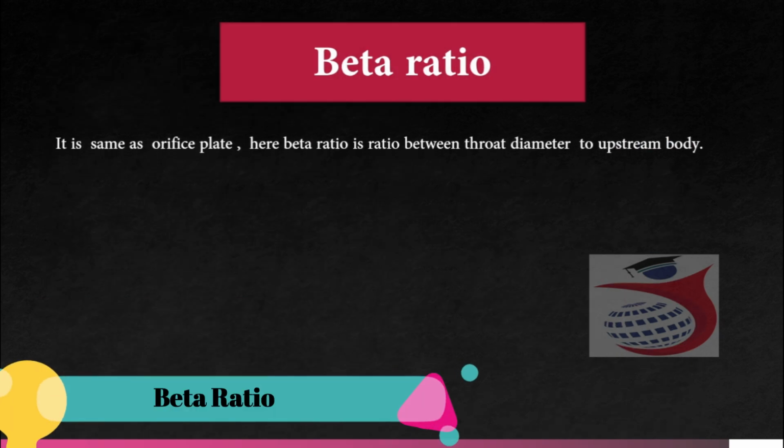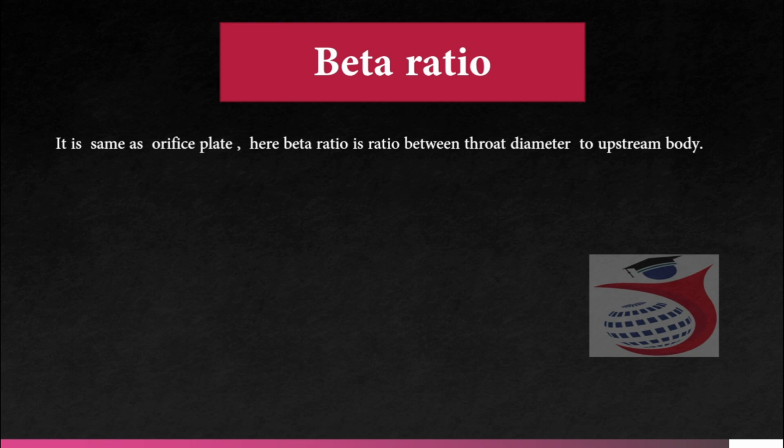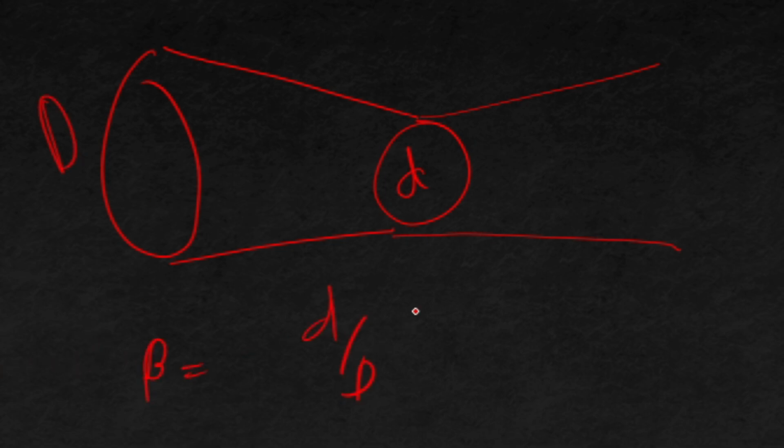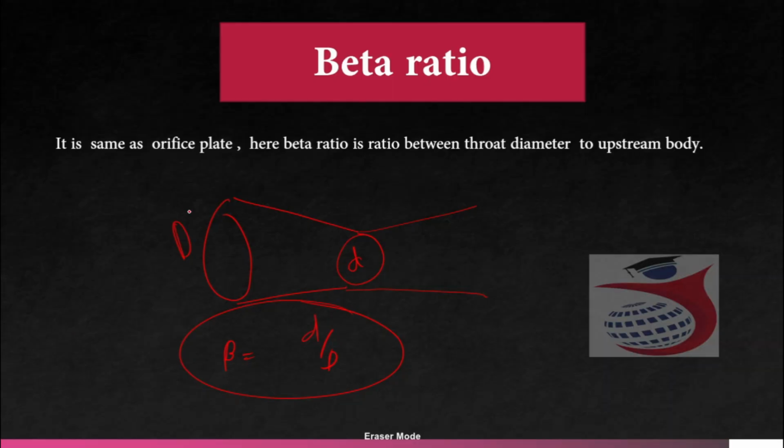What is the beta ratio? It is the same as for RPs. Here the beta ratio is throat diameter to upstream diameter. Suppose this is the throat, so this is the diameter d, and here the diameter D. So the beta ratio will be d upon D. The beta ratio is the same everywhere in the flow element. Flow nozzle also has the same beta ratio, and the orifice plate definition is also the same.